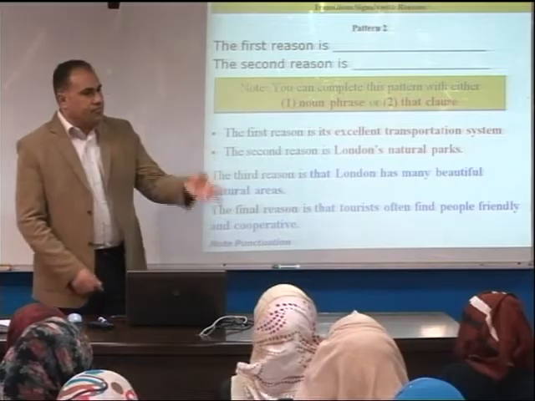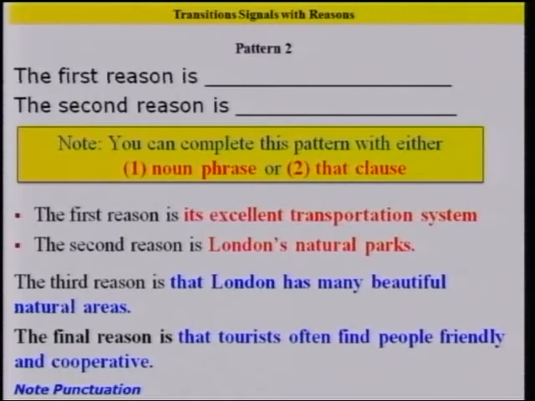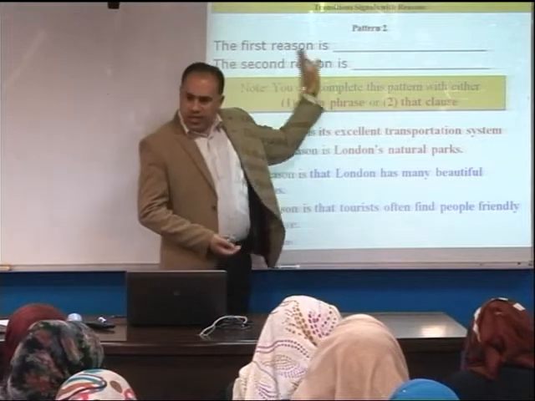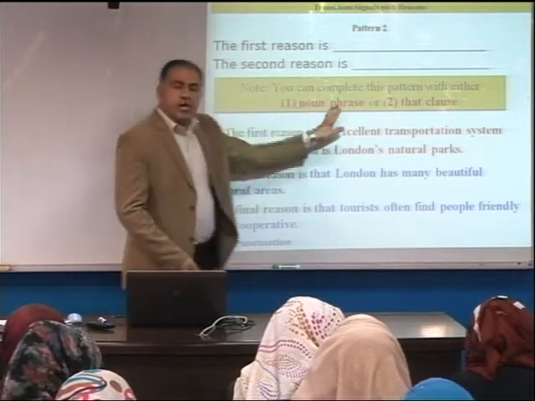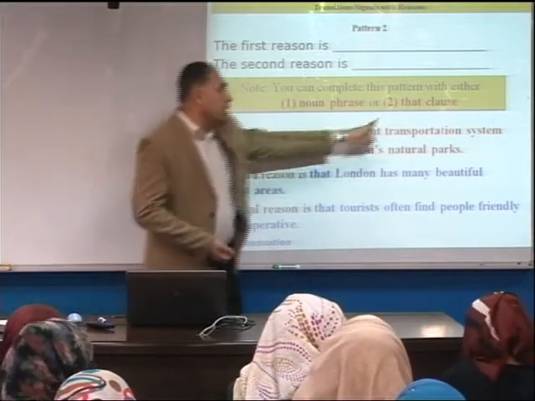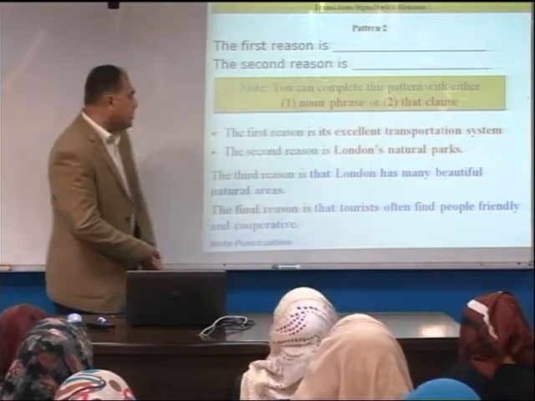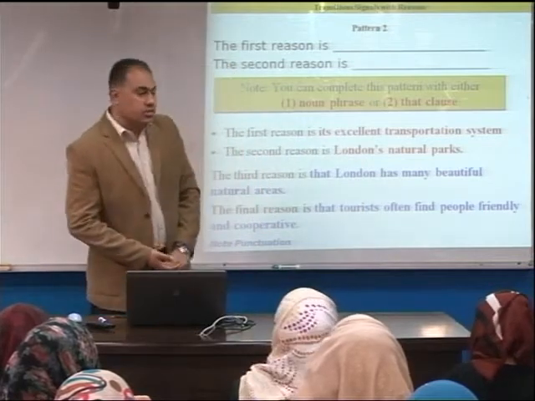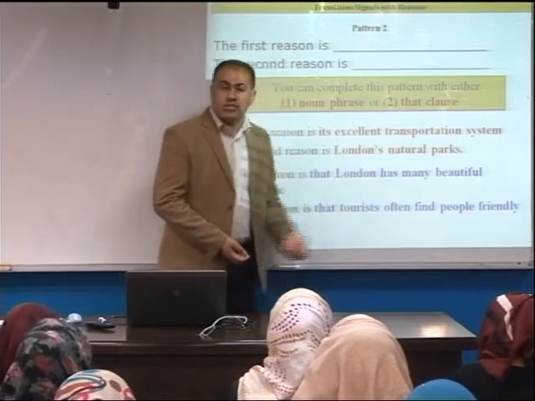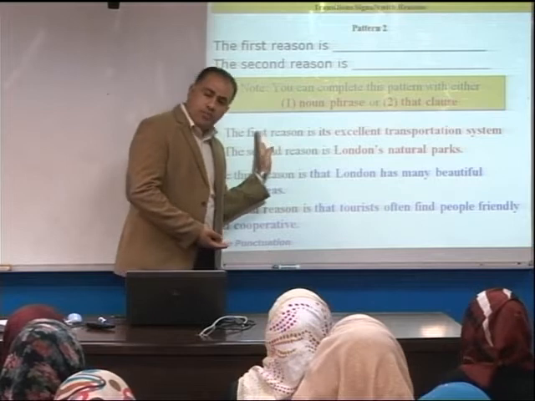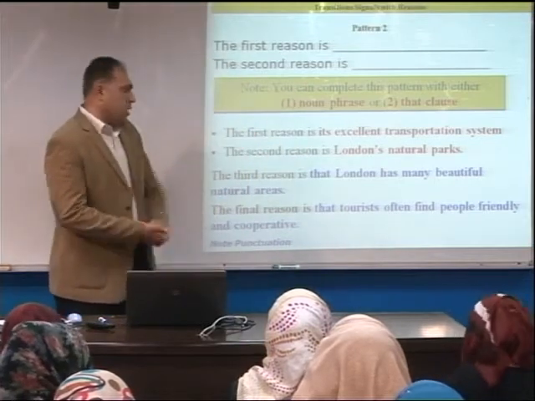instead of saying first, comma, third, comma, finally, comma, we have "the first reason is," "the second reason is," "the last reason is," and so on. What comes after this, since we have a subject and a verb, can be either a noun phrase, not a clause, not a sentence, or a that clause. For example, "The first reason is its excellent transportation system." Notice that this is not a sentence, this is a phrase, excellent transportation system.